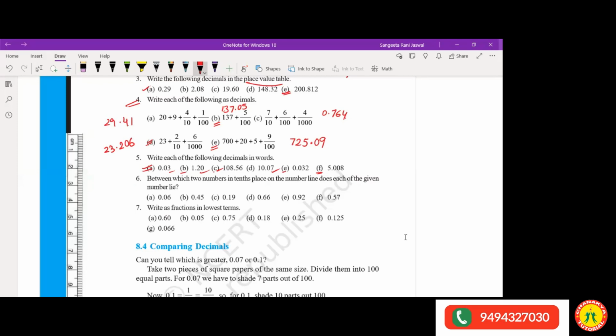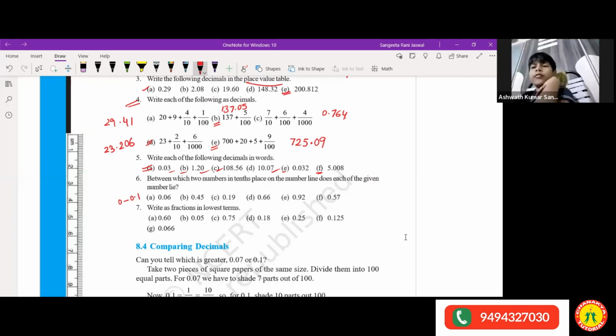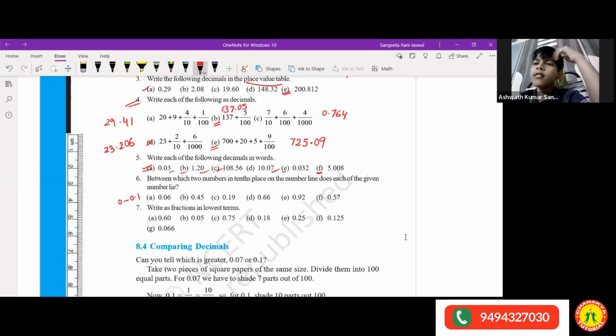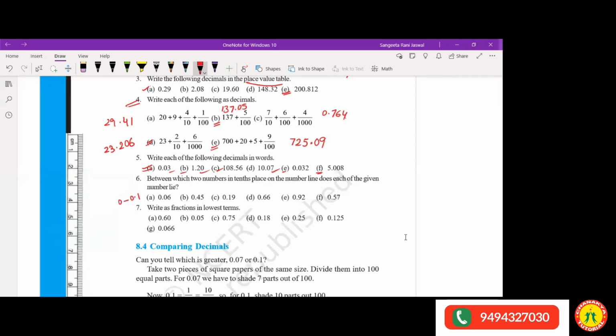Okay. Tell me, 0.6 lies between which two numbers? Is it 0 and 1? Between 0 and 0.1. Yes, between 0 and 0.1. Are you getting it? Yes, ma'am. So next is 0.45. Where will you get it? Between 0.4 and 0.5. So 0.45 is the center point of 0.4 and 0.5.